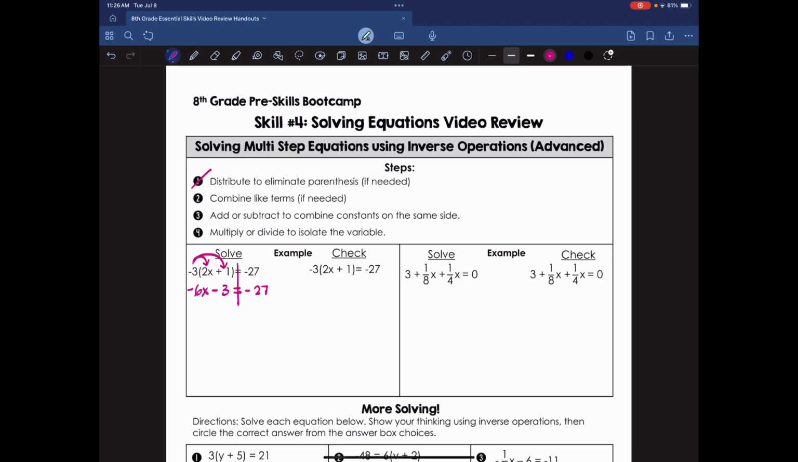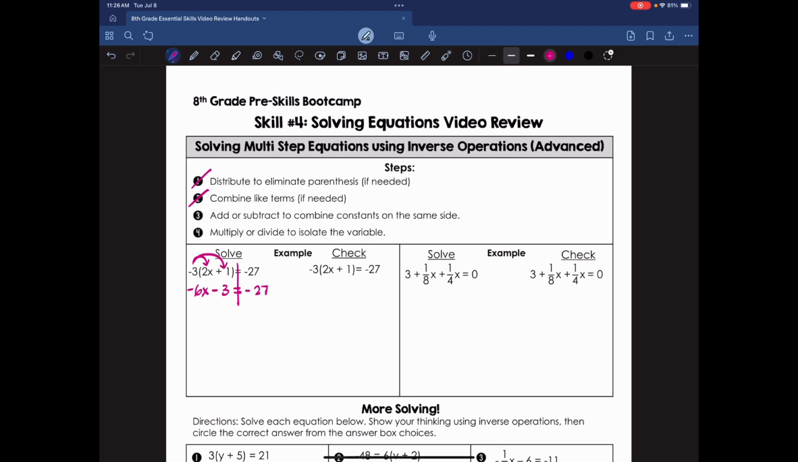Step 2 says combine like terms if needed. So I'm thinking about combining like terms on the 2 sides. On my left side is negative 6x and negative 3. Are those 2 terms like terms? Since the answer is no, I can't combine them. And then on the right side, I just have negative 27, so I'm not going to combine that with anything because there's nothing else to combine it with, which means we can skip step 2 in this problem, and we're ready to go to those 2 steps we just did in the last video.